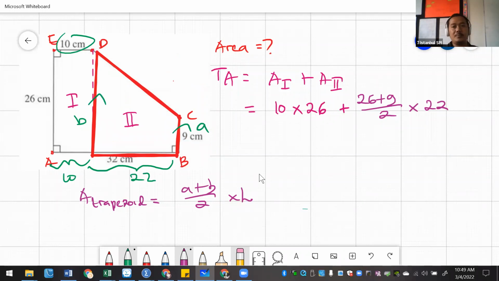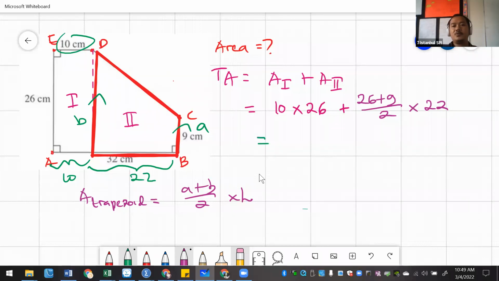Oke, sip, lanjut. So, which means that we can have 26 plus 9, atau 9 plus 26 is the same thing, but divided by 2 and then times with 22. Again, this 22 comes from here, yeah? Okay, so that will be equal to, wait.